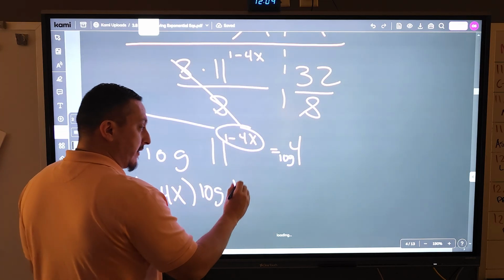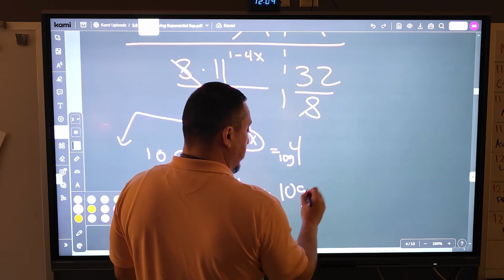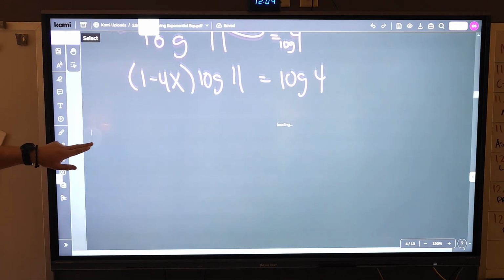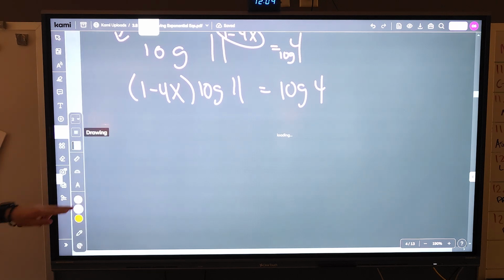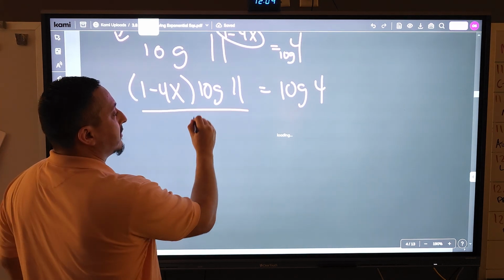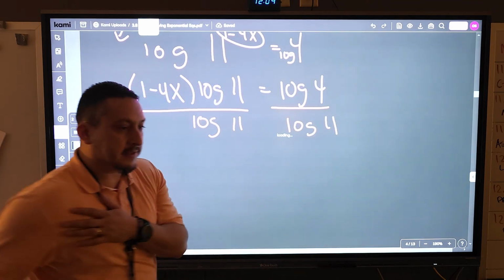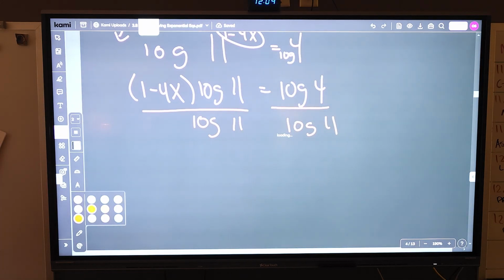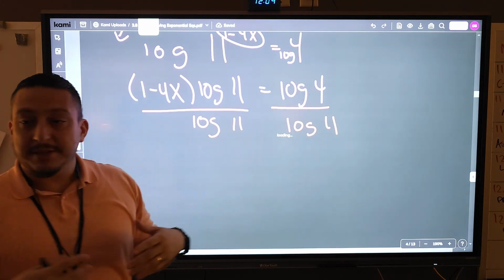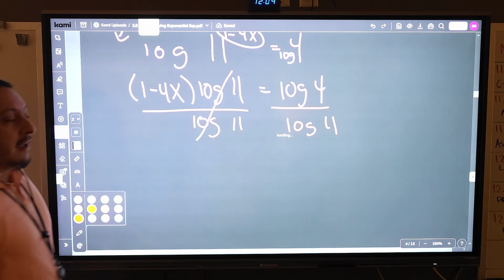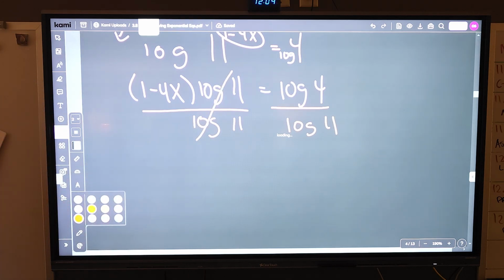Log 11, log of a number is just a number. Log of 4 is just a number. It's just a decimal. So I divide both sides by log 11. Now I'm going to tell you how I like to compute, that's the type into the calculator part. I don't compute right here yet, but you can go ahead and divide those already. It gives you that decimal, but it's fine. So you can divide those two.